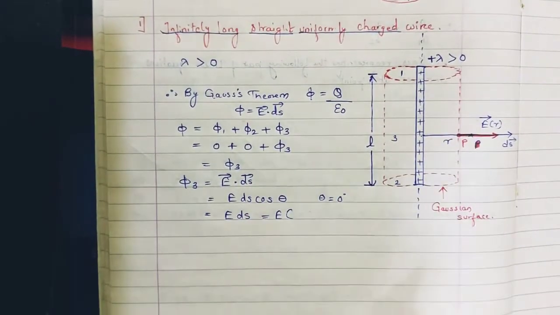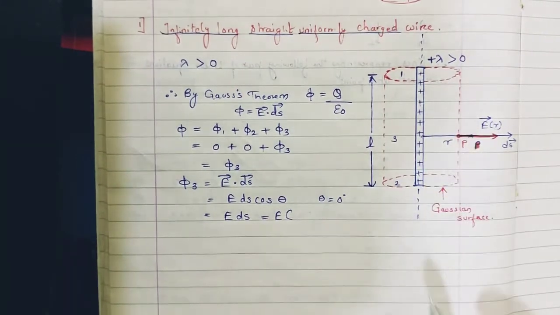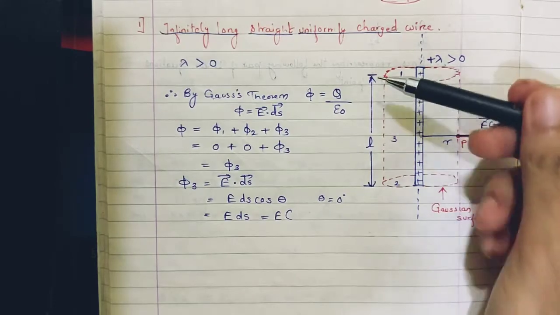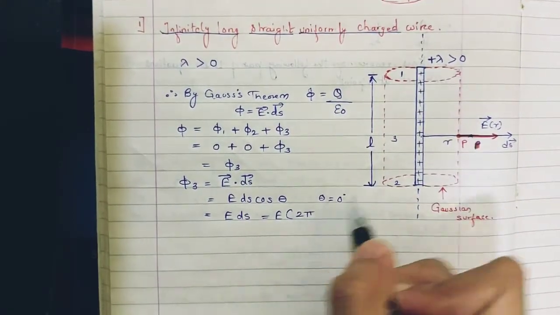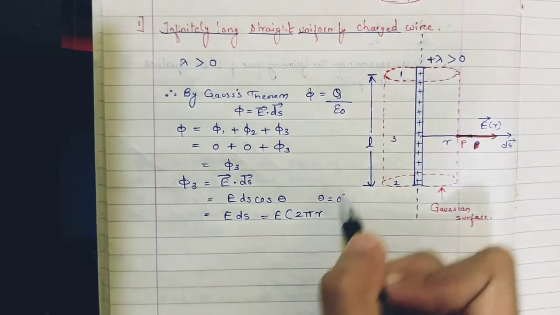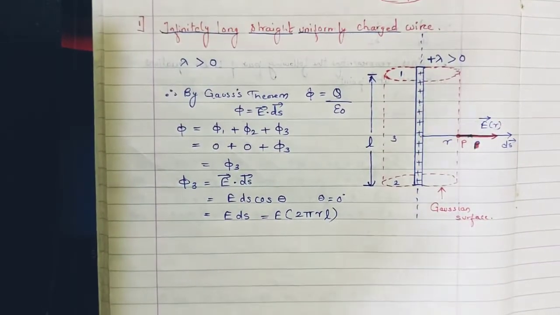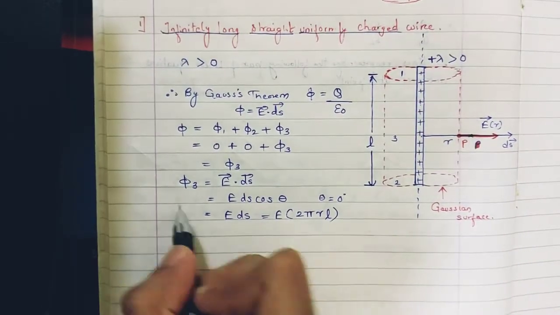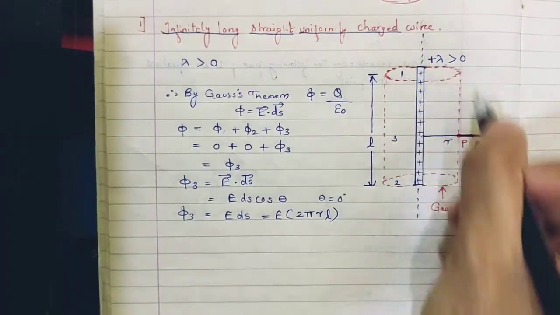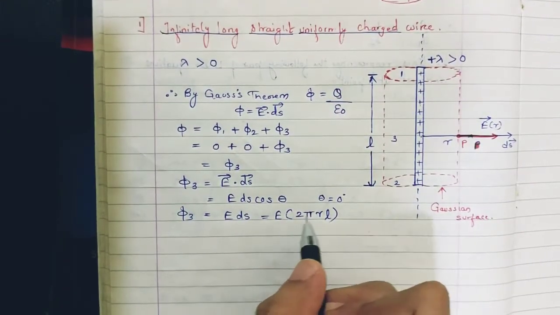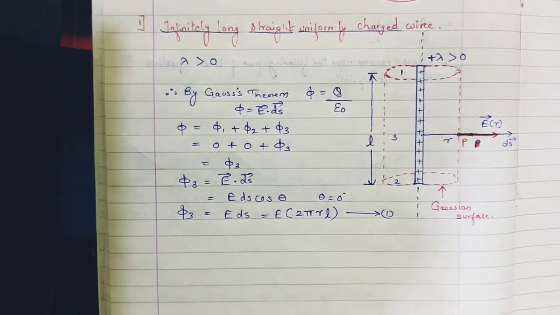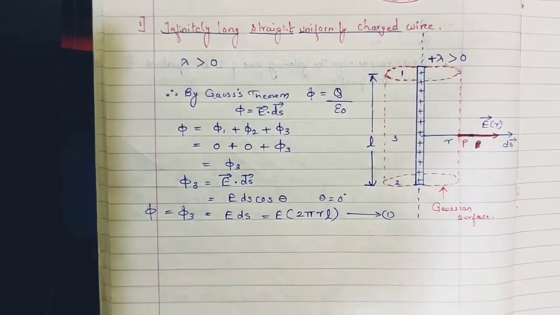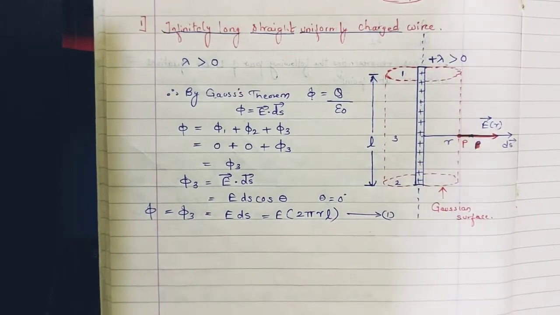From our geometry, the curved surface area of the cylinder is given by 2 pi r times the height of the cylinder. So it is given by 2 pi, the radius r, into the height of the cylinder, which we have taken as L. So the flux through the Gaussian surface is given by E times 2 pi r L. Let's name this as 1. This is going to be the total flux coming out of the Gaussian surface.